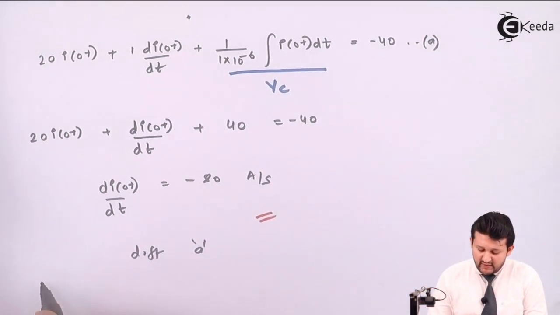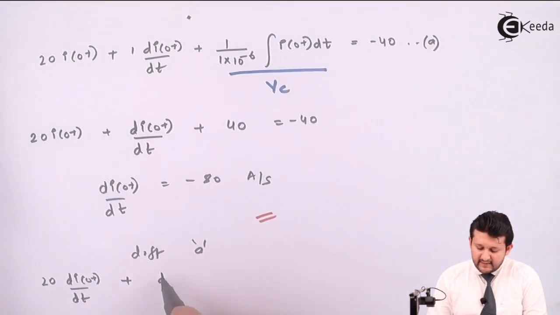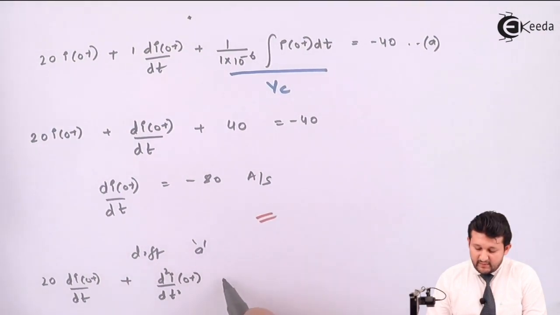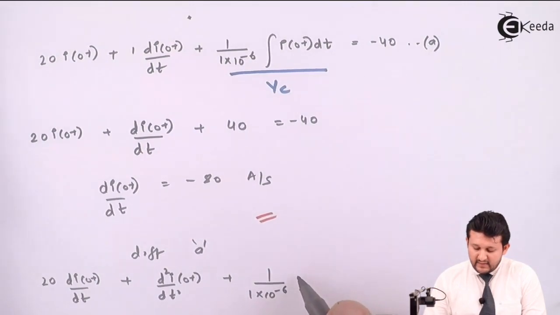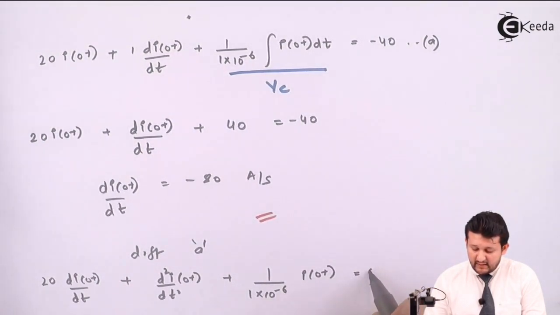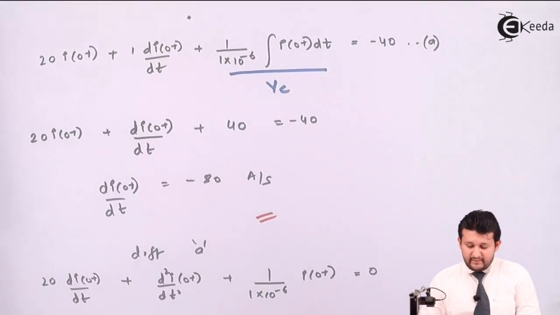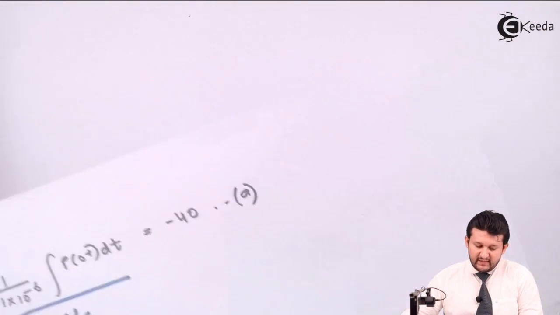So the equation which you'll get is 20 di upon dt plus d square i of 0 plus upon dt square. The constant will be as it is. The integration and differentiation will get cancelled. So it will be i of 0 plus equal to 0. So I need to find d square i upon dt square. Put the value of di by dt, put the value of i of 0 plus, and we'll get the value of d square i upon dt square. So let's solve it.